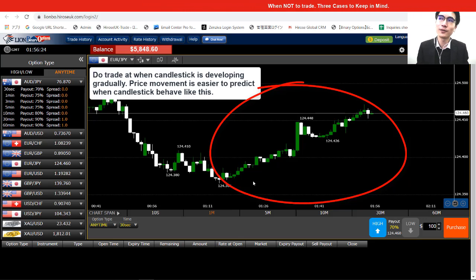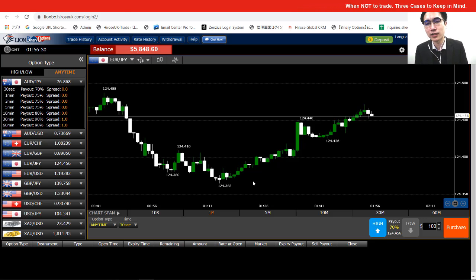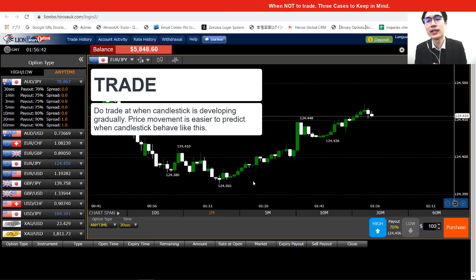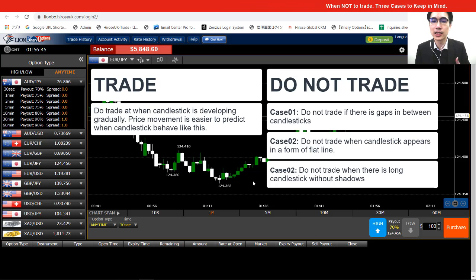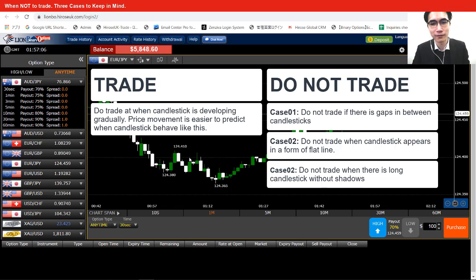Now, if I need to summarize, for the timing to enter the market without any technical indicators, you can take a look at the candlestick movement. If the candlestick is developing gradually, then it might be a good timing for you to enter the market. On the other hand, if you see a lot of flat lines and candlesticks without any body, then that is not a good timing to enter the market. Or if you see a really long full body candlestick without any shadow, that is not a good timing to enter the market as well.